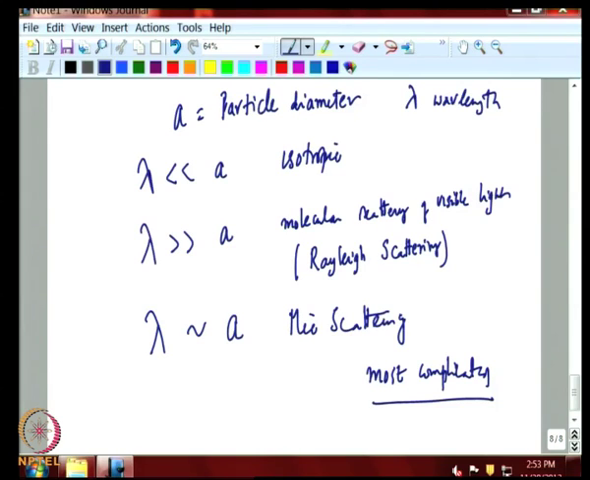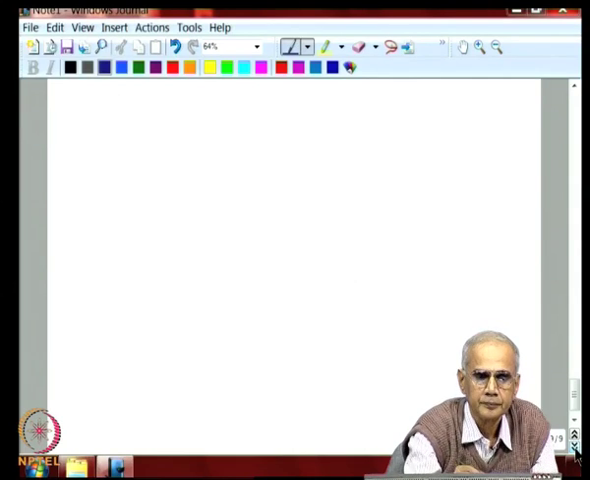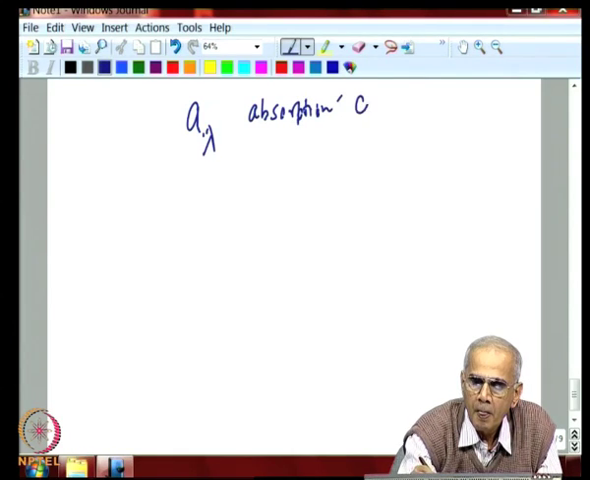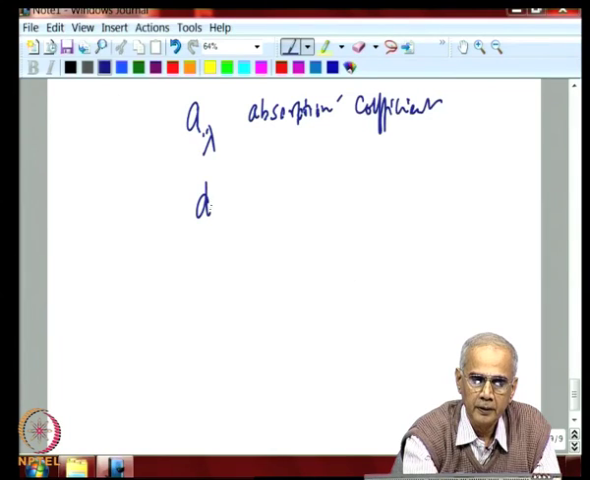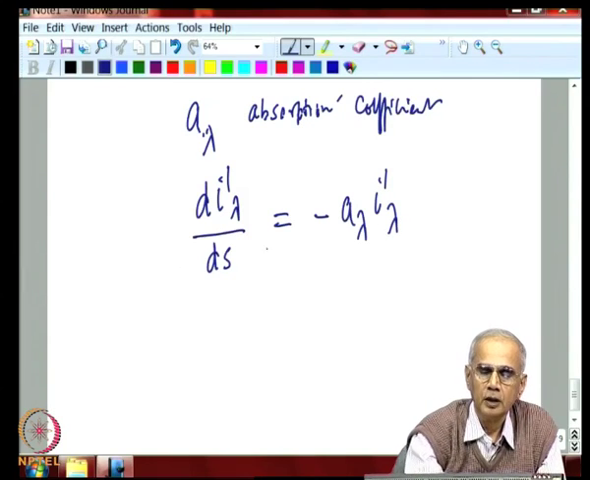Now, let me illustrate how we handle scattering in a simple way before we go on to more accurate treatment of scattering. Now, we have defined absorption coefficient. Absorption coefficient was, if you recall, related to the fact that the intensity change along a certain path was minus A lambda I prime lambda. This is how we define the absorption coefficient.